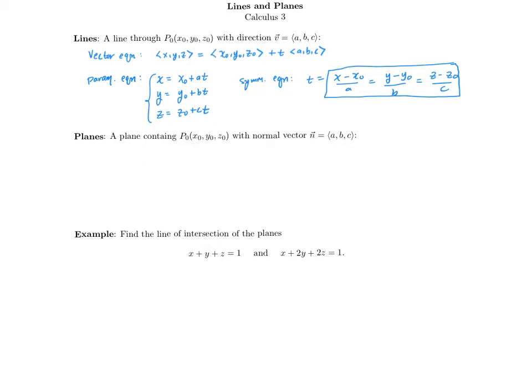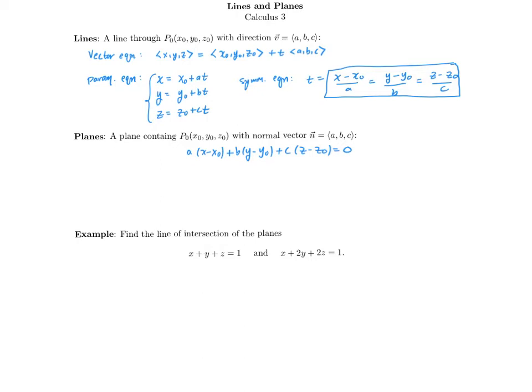The next topic we discussed was planes. We said similarly, a plane is determined by a point on the plane and a vector normal or perpendicular to the plane. And here there's really just one big equation that we would write down. It's a times x minus x naught plus b times y minus y naught plus c times z minus z naught equals 0. And any point x, y, z that satisfies this equation would be a point that lies on the plane.